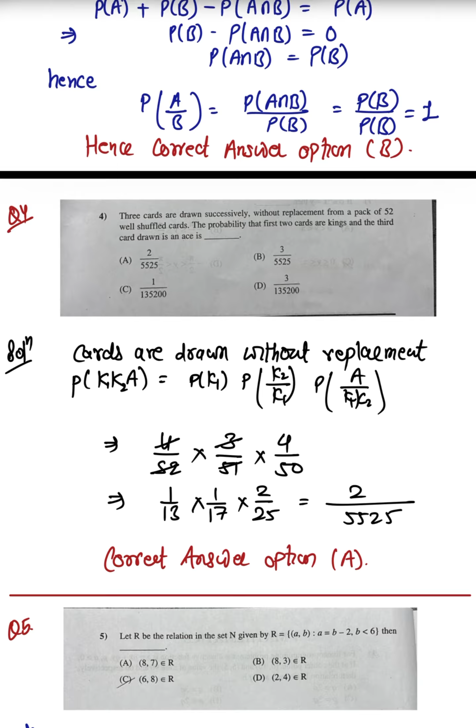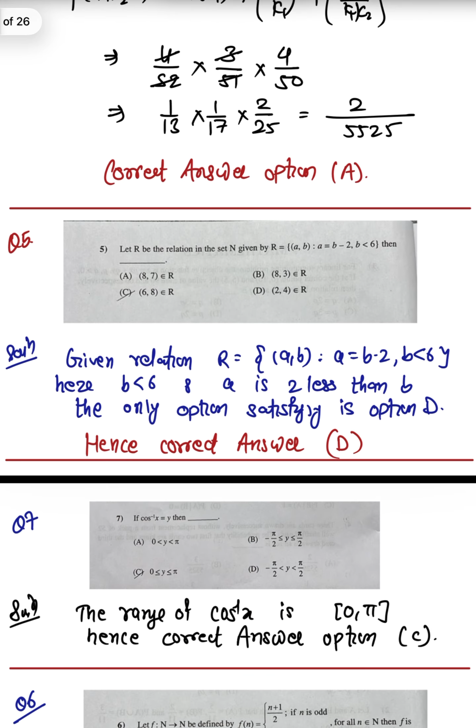Correct, that will be multiplied. Then the third event is we have to find the card of ace from the 50 cards. So it is 4/50. When you simplify, you will get 2 divided by 5525. Option A is correct.